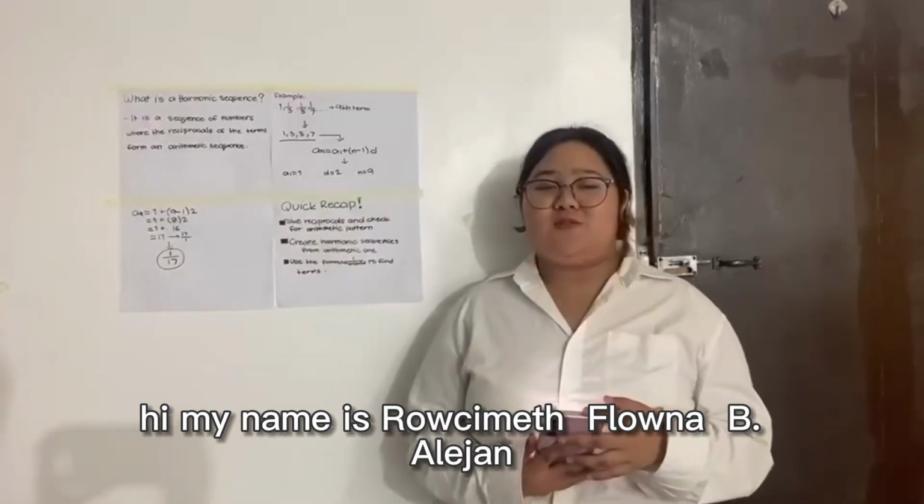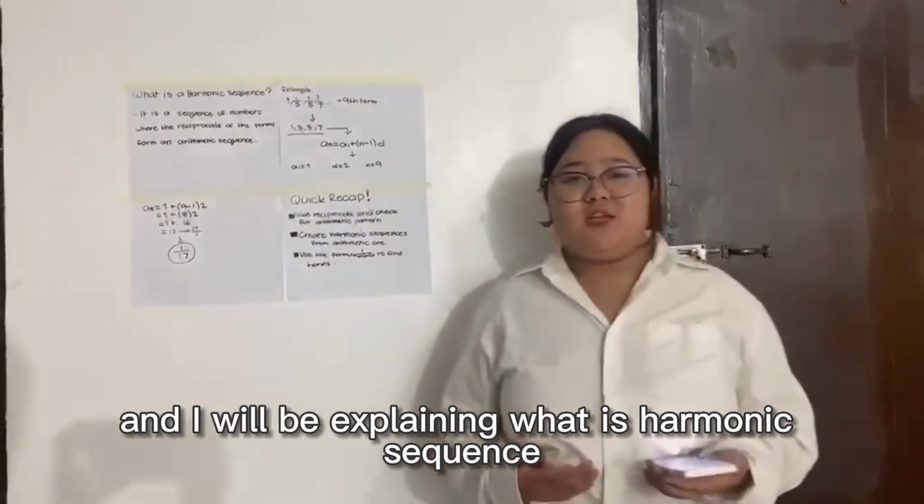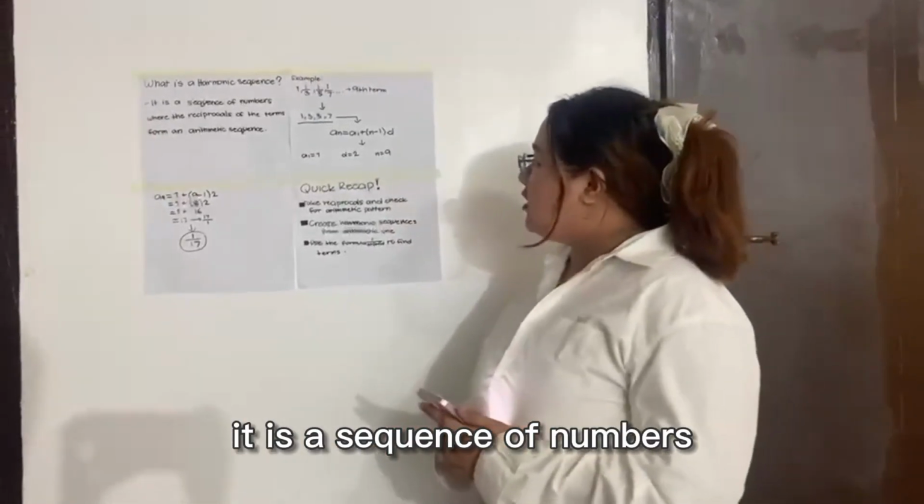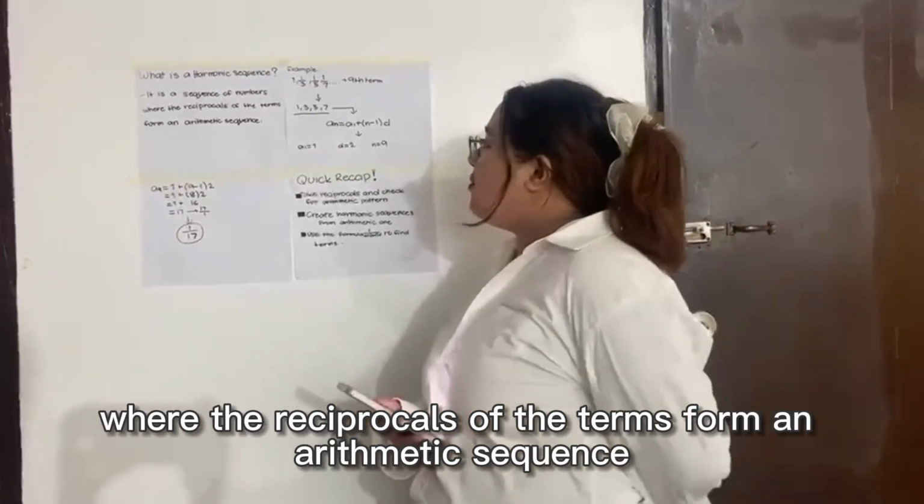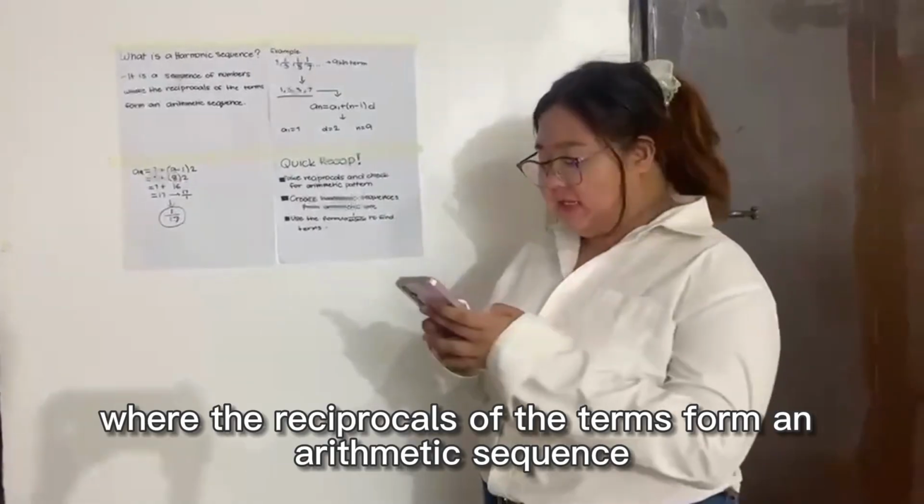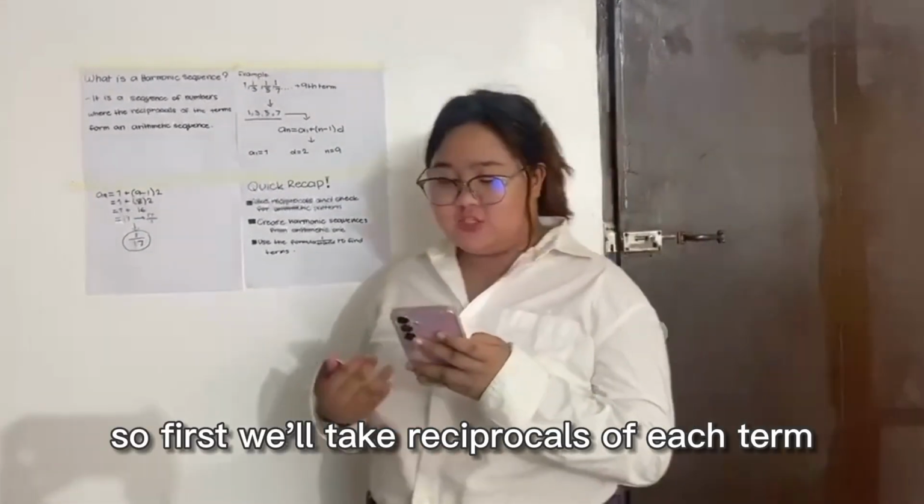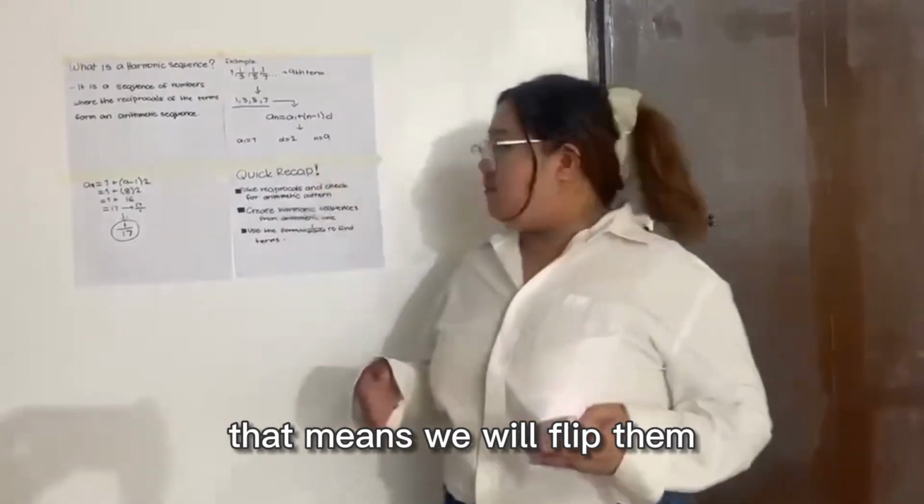My name is Rosa Alejan, and I will be explaining what a harmonic sequence is. It is a sequence of numbers where the reciprocals of the terms form an arithmetic sequence. So first we'll take reciprocals of each term. That means we will flip them.